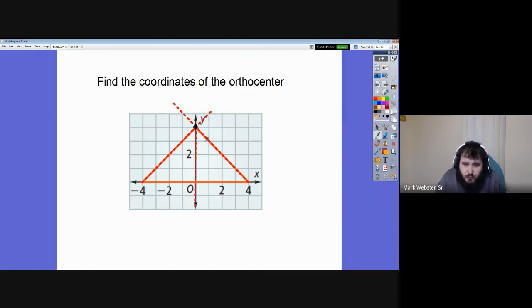But again, as you're going through, you should even be saying, hey, this is a slope of 1, this is a slope of -1. Those are perpendicular lines. Opposite reciprocal slopes. It's a right triangle. This corner has to be where the orthocenter is anyway.